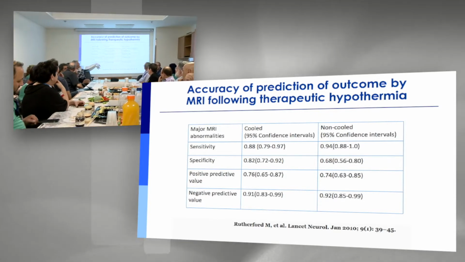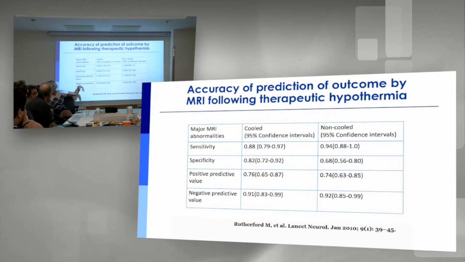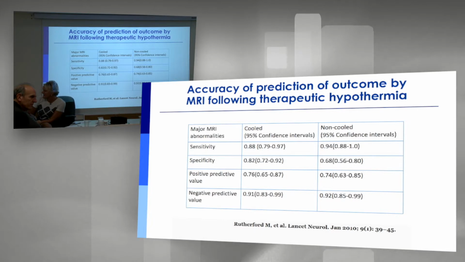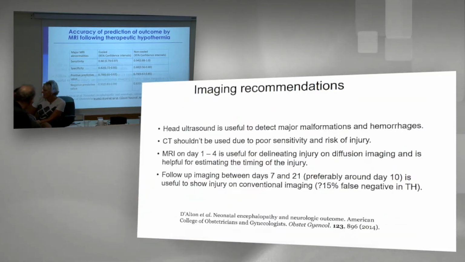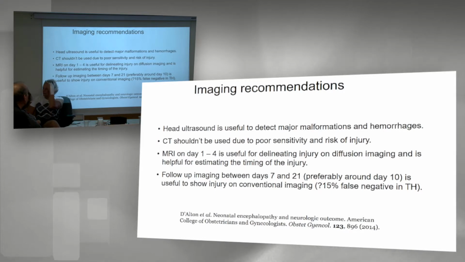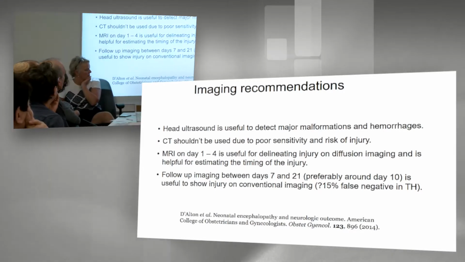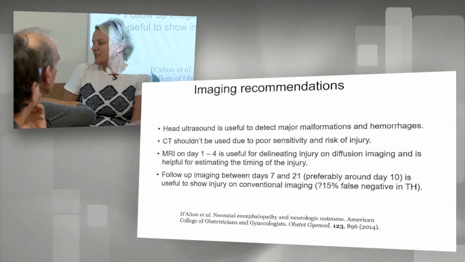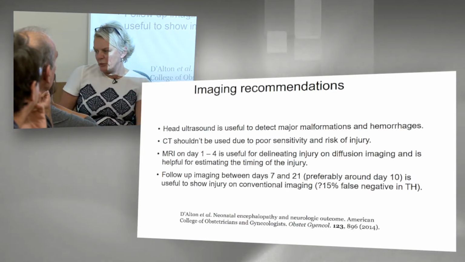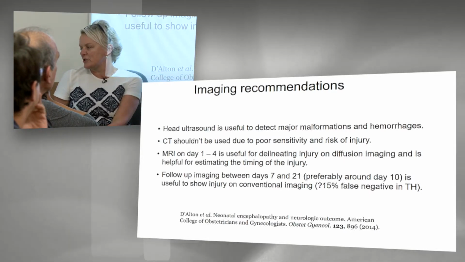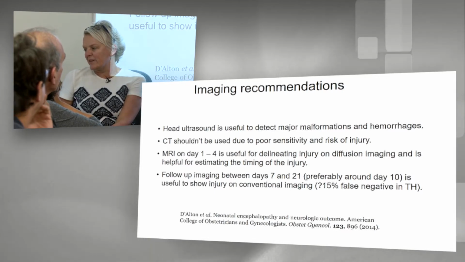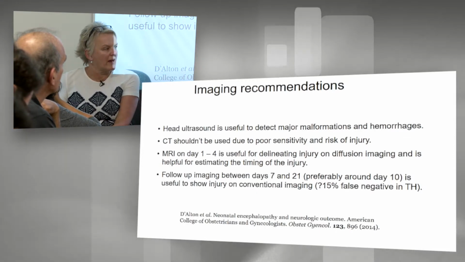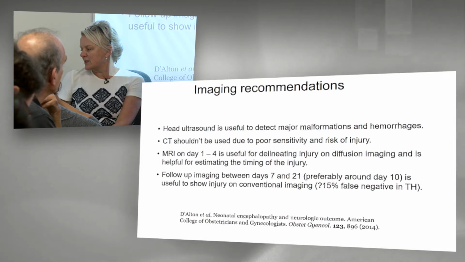Let me keep going. Just to show you, whether you're cooled or not cooled, the predictive value of MRI for neurodevelopmental outcome is very powerful. These imaging recommendations were made in a chapter that we wrote for the latest edition of Neonatal Encephalopathy and Neurological Consequences for the College of OBGYN. We put in that head ultrasound should be used, MRI should be used early to delineate injury on diffusion, and it's helpful for estimating the timing, and then follow-up imaging between 7 and 21 days, but at least a week after rewarming.